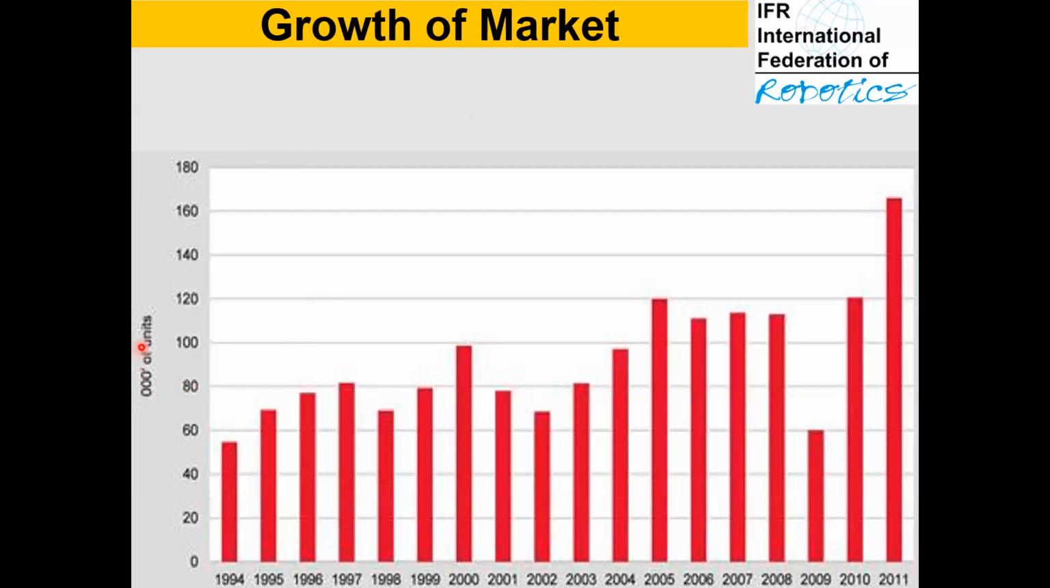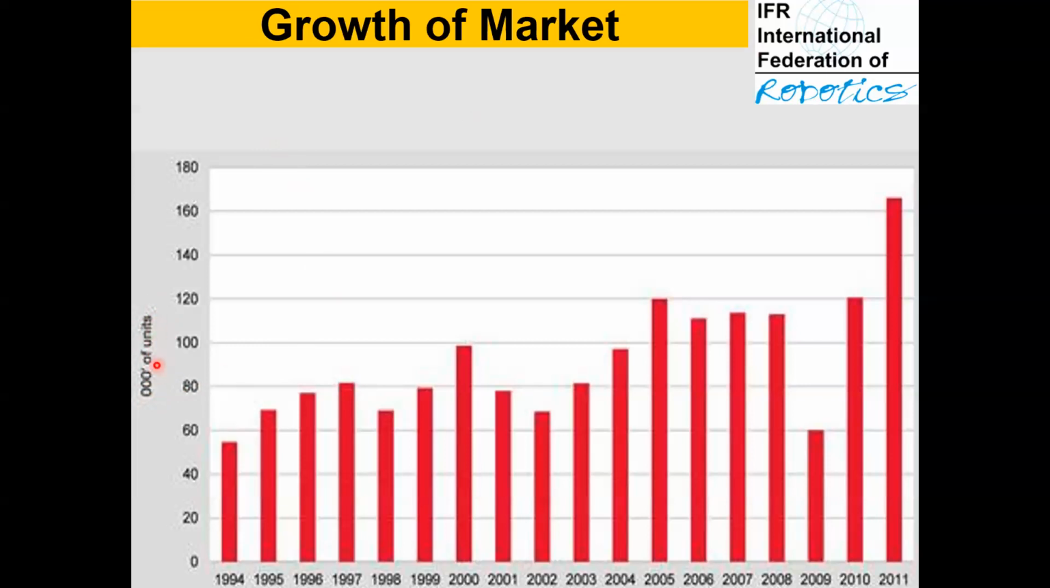What do you see here? Thousands of units, right? What do you mean by units? So what are units here? The units here are robots. So thousands of robots, right?